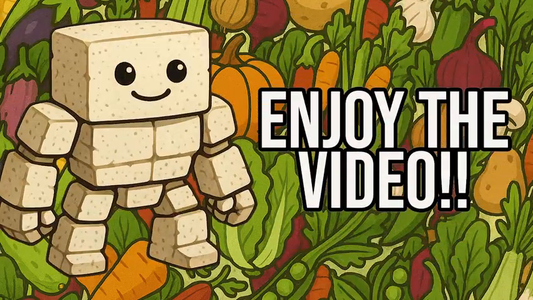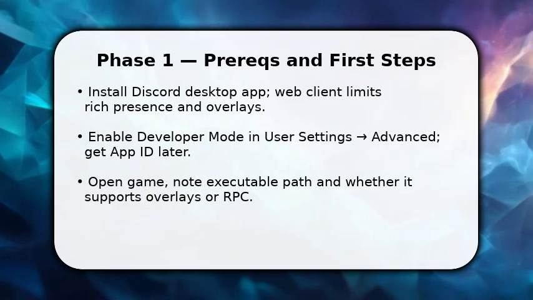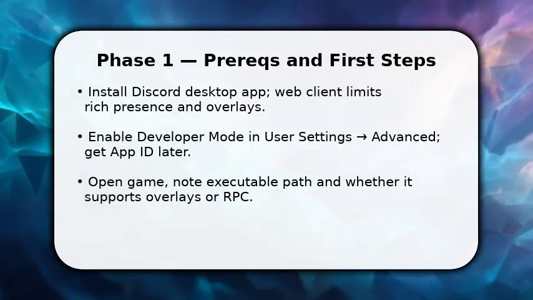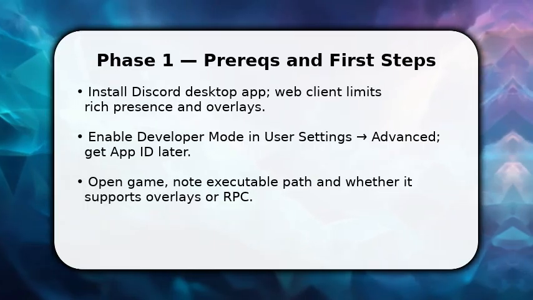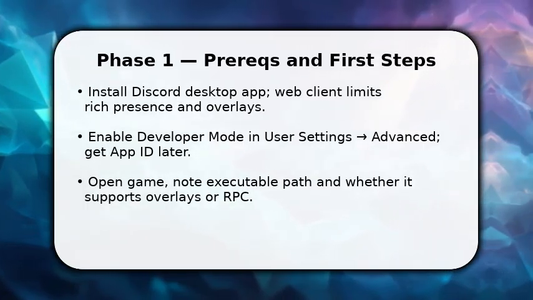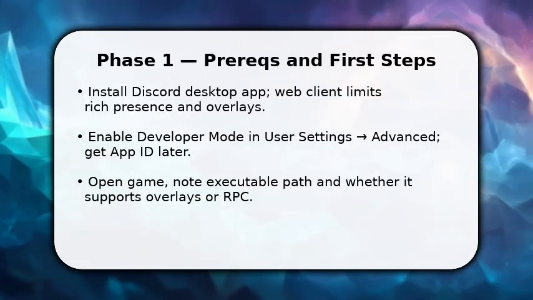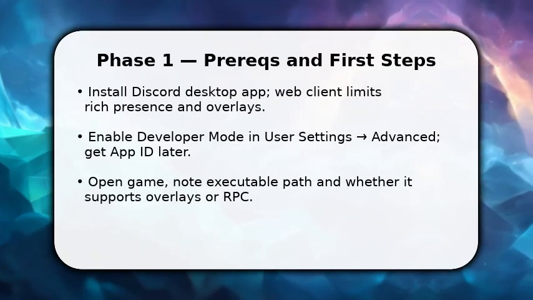You start by getting essentials ready. Install the Discord desktop app and enable developer mode in user settings, right arrow, advanced, so you can access app ID. Once done, open the game and confirm the executable path. This matters for overlays and rich presence.